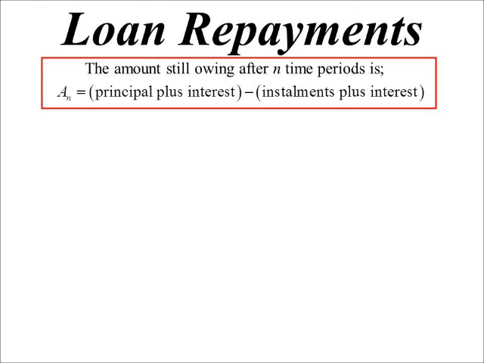Loan repayments. Now this is the one that's really useful. The amount still owing after n time periods will always be this. So this is the basic idea. Amount n, I'm going to call the amount owing after so many time periods of the loan. And it'll always work out to be the amount I originally borrowed with the interest rate applied, minus the amount that I've paid back with the interest rate applied. And that will always tell me how much I've still got to pay back.